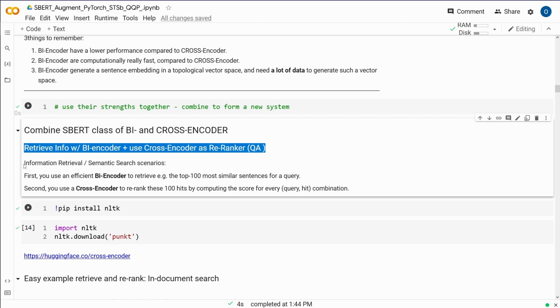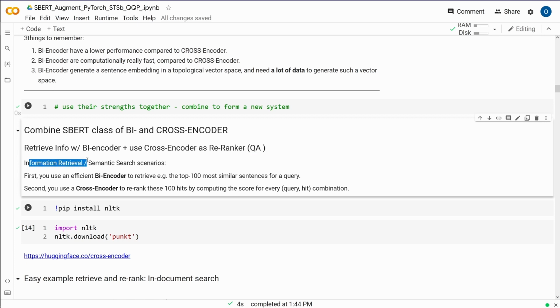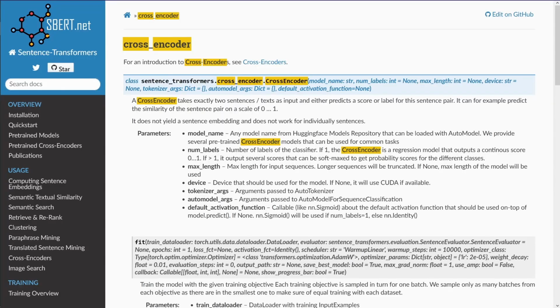So you have here the task of information retrieval, or of semantic search scenarios, or of question and answer scenarios. And a cross-encoder with a Bi-encoder can be a very powerful tool. Let's have a look at this. We are here in the area of sentence embedding. And remember, cross-encoder here, sentence transformers, SBERT if you want, SBERT here.